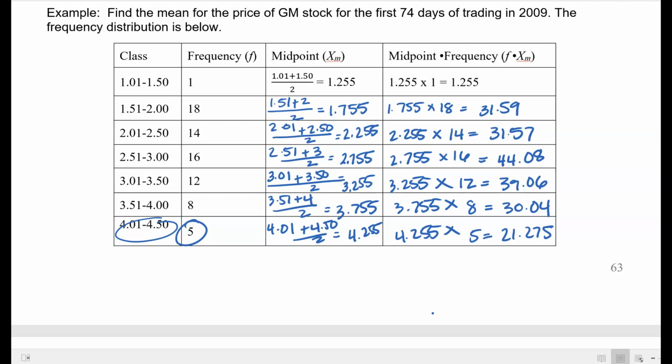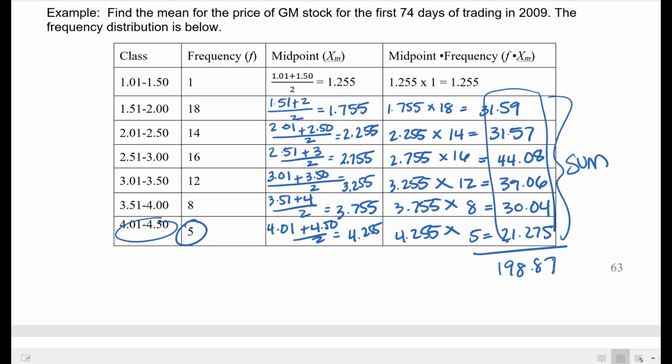Okay, so now what we want to do, just like above when we found the mean, we found the sum of everything. So to find the sum, we're going to add up all of these numbers here. Okay, and if we add those up, I got 198.87, and we're going to divide by the total.